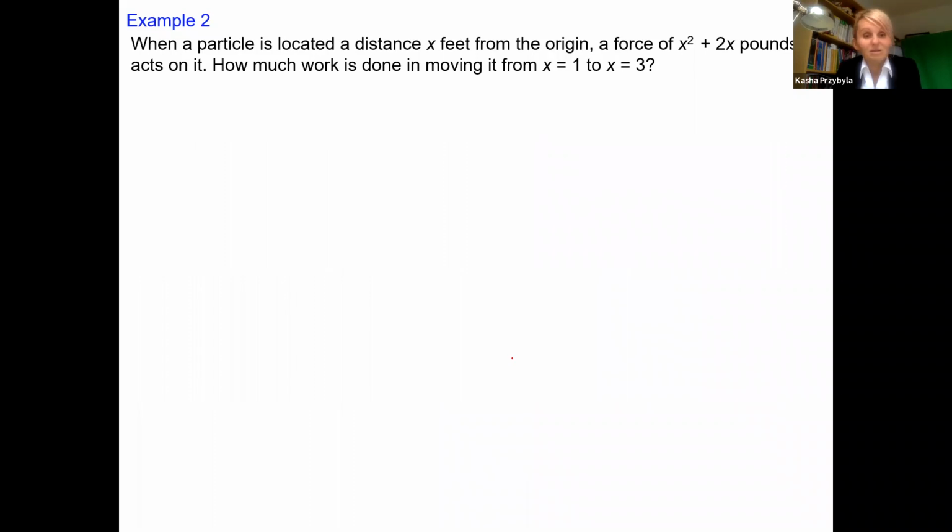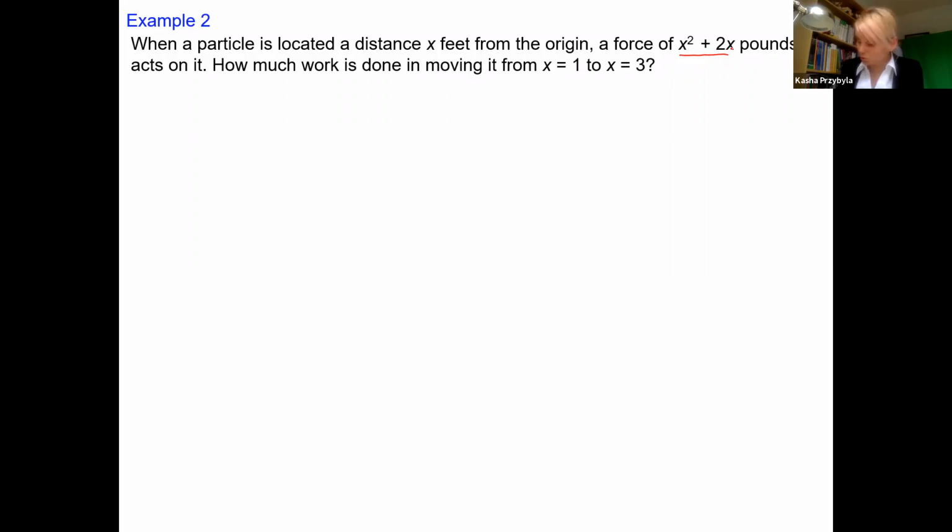When a particle is located a distance x feet from the origin, a force of x squared plus 2x pounds acts on it. Okay? That means this is the formula for the force. We can see it's changing, actually a parabola. How much work is done in moving it from x equals 1 to x equals 3?